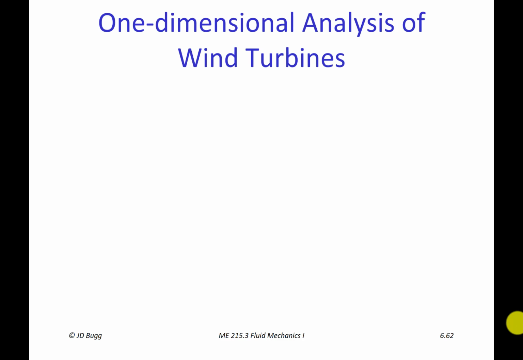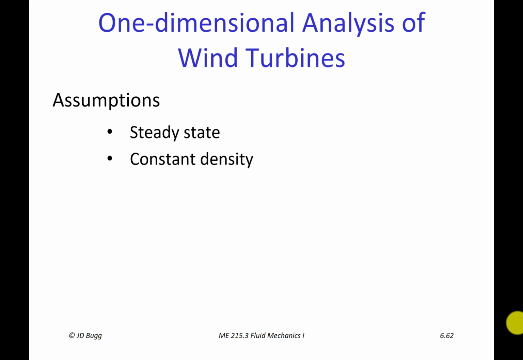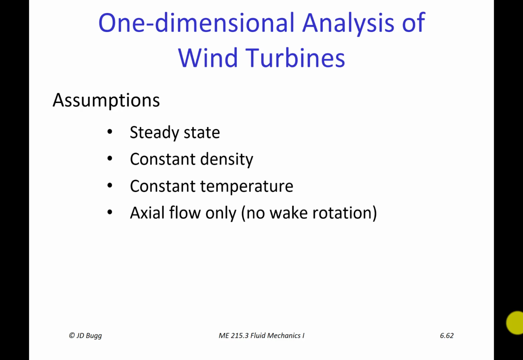First thing we want to do is take a look at a list of assumptions. So first of all, a steady state analysis is going to be done, same as we did with pumps. So we're not going to look at the case where it's speeding up or slowing down, just operating at steady state. Constant density, so incompressible fluid. It is air certainly, but the changes in pressure are small enough that we can ignore changes in density. Constant temperature assumption as well. Axial flow only. So this is a bit of a weak assumption for wind turbines, but it certainly gives us a good first approximation to the performance of a wind turbine.